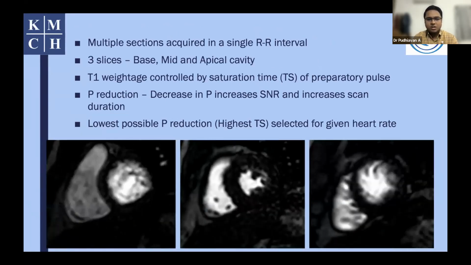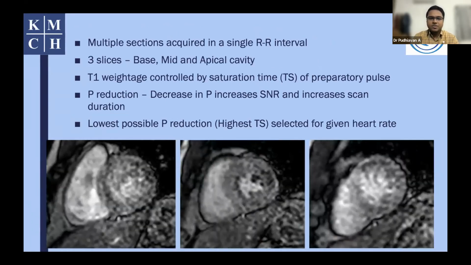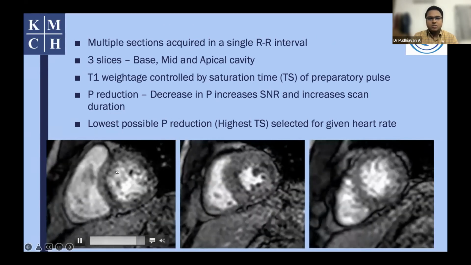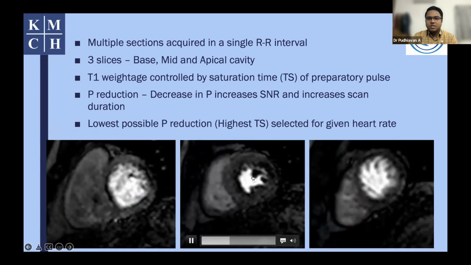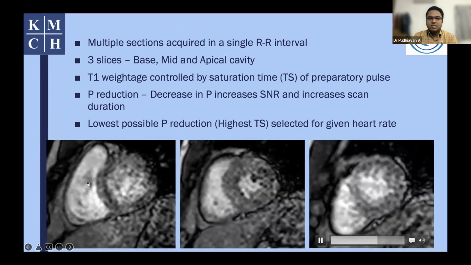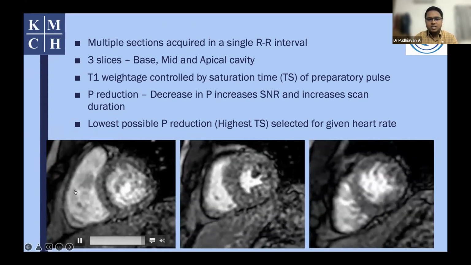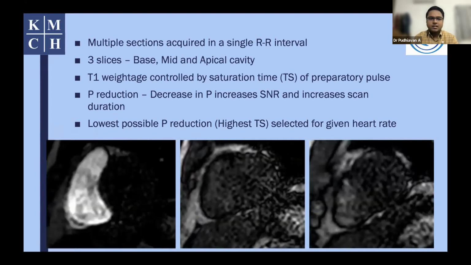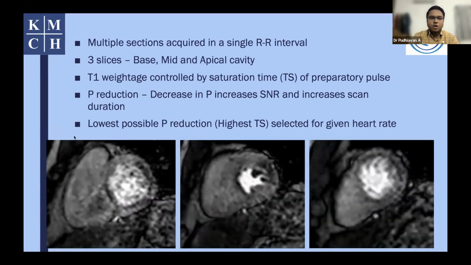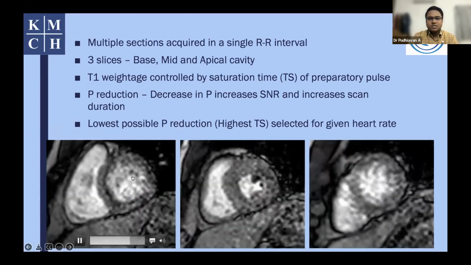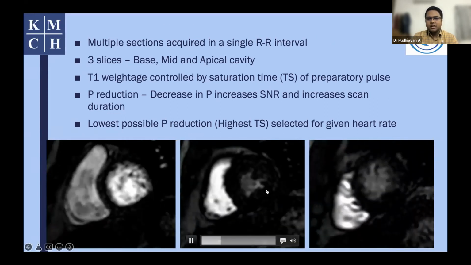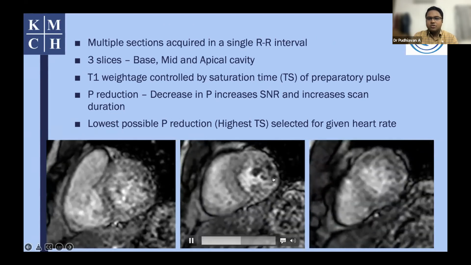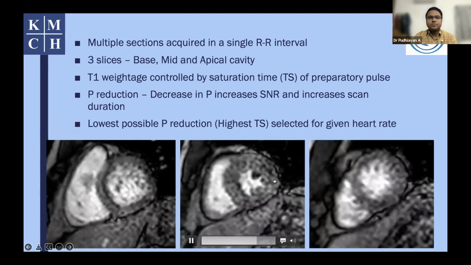So this is an example of a hybrid EPI perfusion image. This is acquired at 3 levels: the basal cavity, the mid cavity, and the apical cavity. And as you can see, the images are obtained in every cardiac cycle so that you are able to follow the passage of contrast into the right ventricle, to the left ventricle, and starting to perfuse the myocardium. You can also see the perfusion defects in the lateral wall.